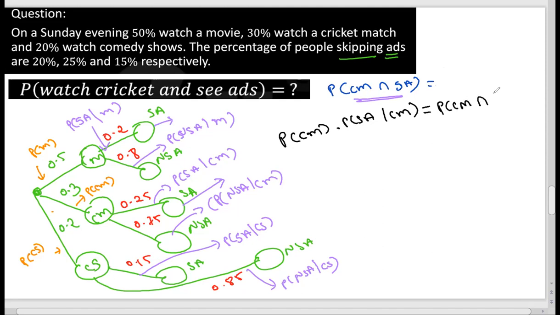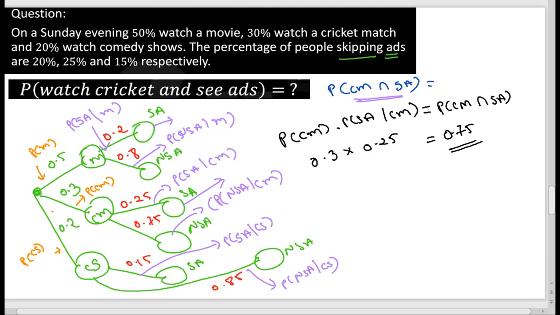P of CM intersection SA, and we have this value. P of CM is 0.3 and P of SA given CM is 0.25. So the answer is 0.075. This is a very easy example. You just have to know what this branch states, means this branch represents which probability, and based on this you can answer this type of question.